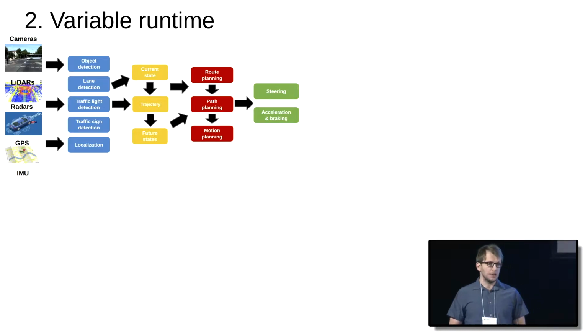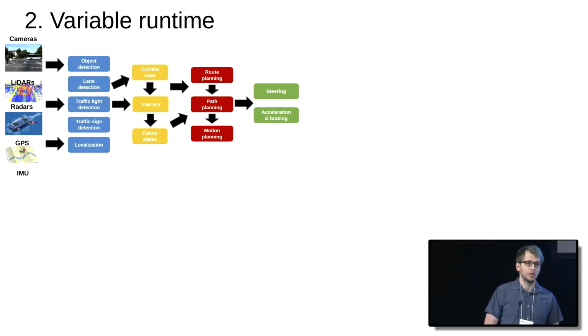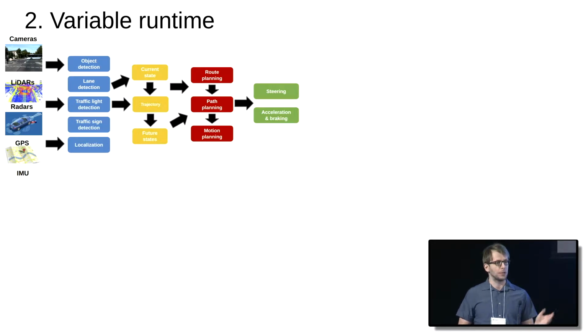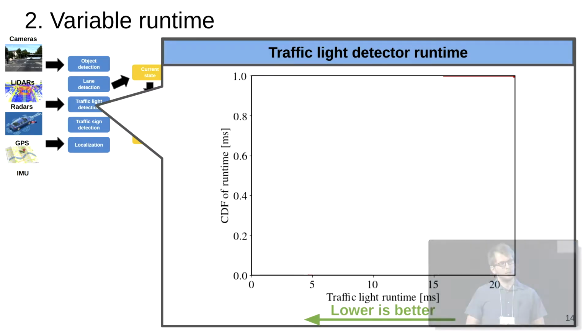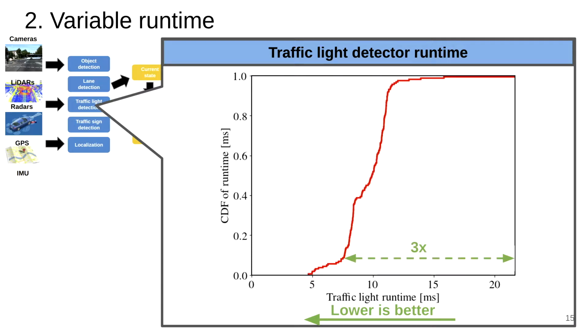We've done an analysis of some of the components in a popular open source autonomous vehicle from one of the big internet companies, and we found the following. Initially, we zoomed in on the traffic light detector from this company, and we measured its runtime. Here I'm showing a CDF of the runtime for the traffic light detector, and lower is better. It turns out that in this case, the runtime varies up to 3-4x, and it depends on the environment in which the car runs.